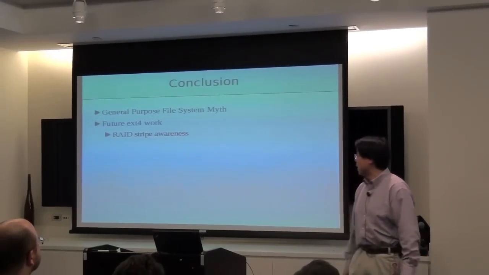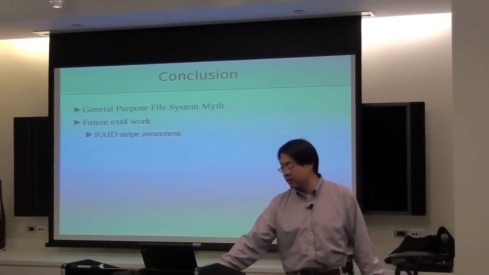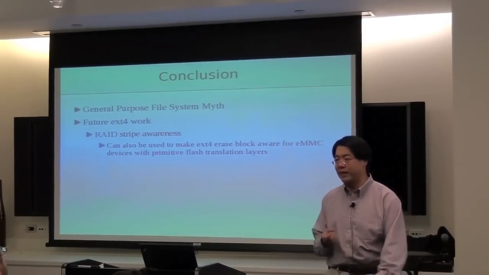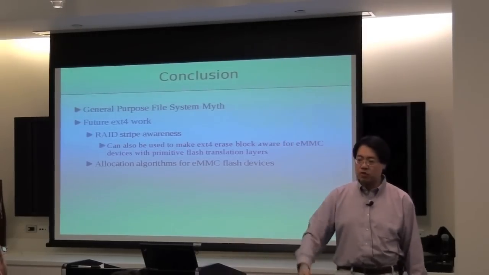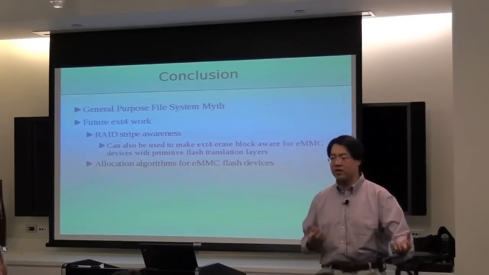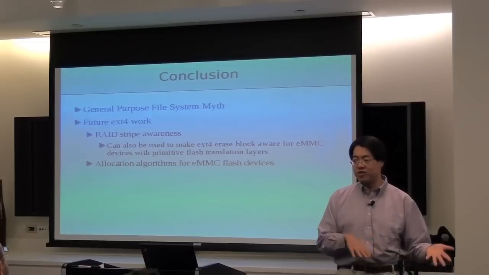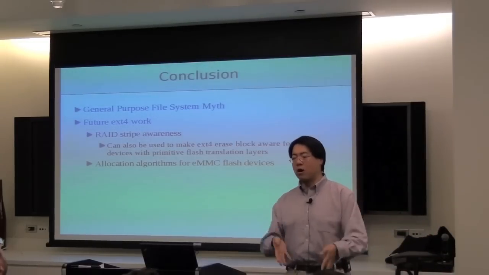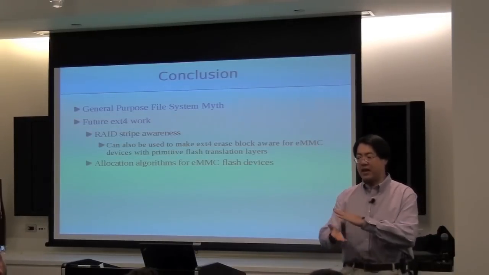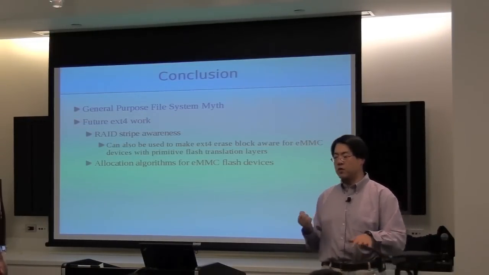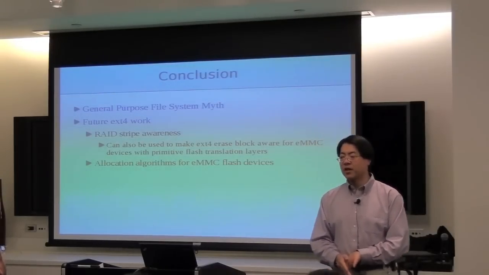for questions. So I've already talked about weight stripe awareness and the fact that that may be useful for eMMC devices. There's also been some interesting work that I've been discussing with people about ways that we might actually make allocation decisions differently if we know that we're on an eMMC device. Because it turns out that SSDs actually have a lot of complexity in them so that they look like real hard drives that are really fast.